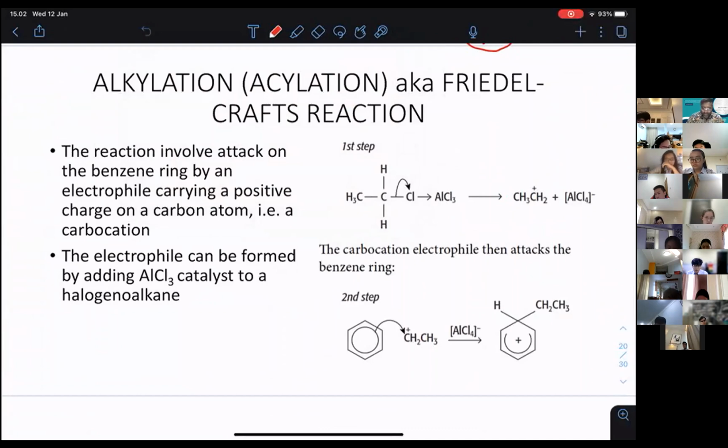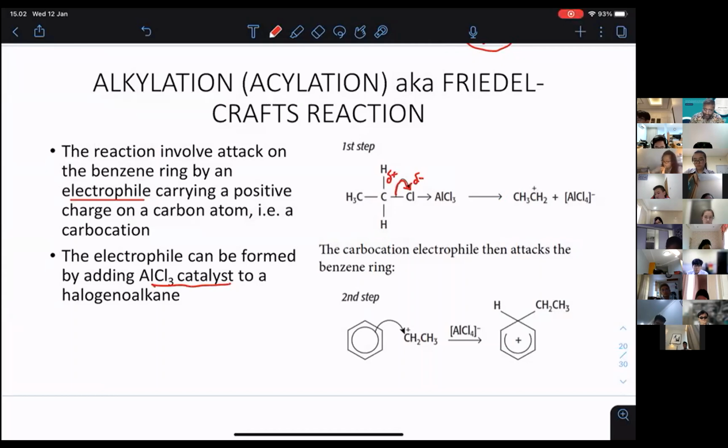They say you need to have the Cl, the halogen, which is going to be more electronegative. They will pull the electrons, so you will have delta positive and then delta negative. The reaction involves reacting with an electrophile. The electrophile can be formed by adding the catalyst.